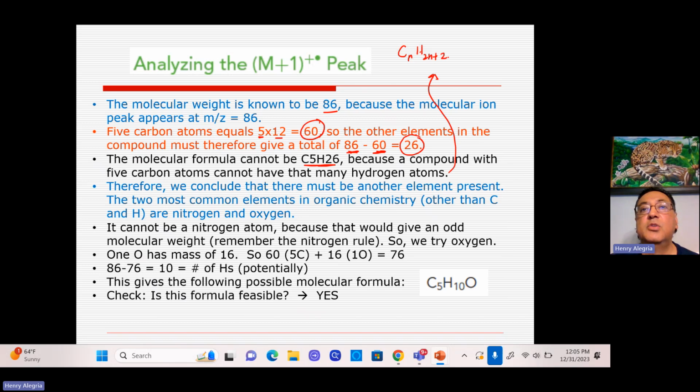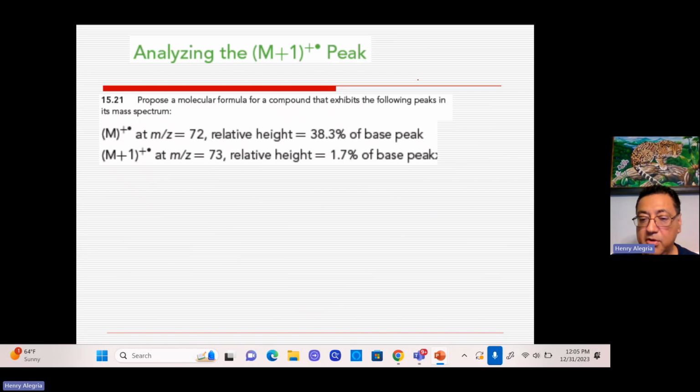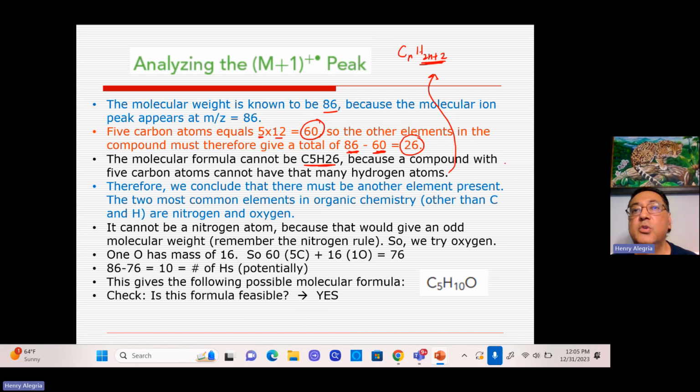CnH2n plus 2. So the number of hydrogens can only be 2n plus 2, where n is the number of carbons that I have. So therefore, if I have 5 carbons, 2 times 5 plus 2 equals the maximum number of hydrogens that that molecule can have, which is 12. 26 is way more than 12. So we know the formula is not only C5H26. There must be some other element. Here, we have to make informed, educated assumptions. What element could that be?